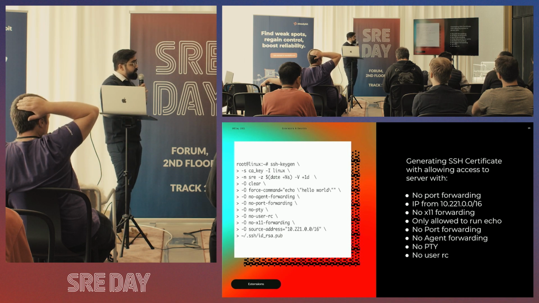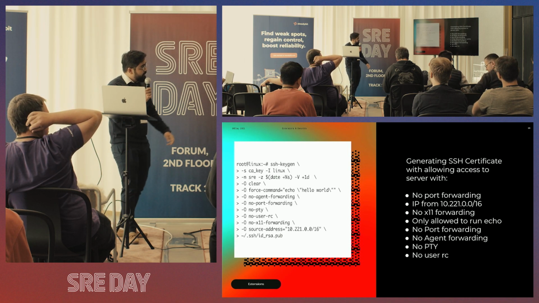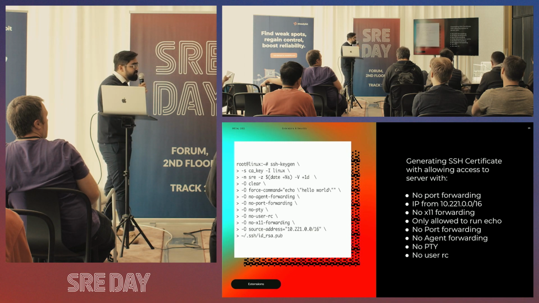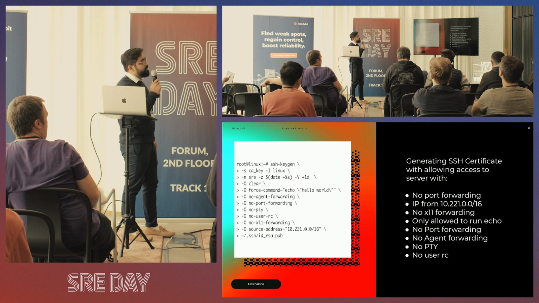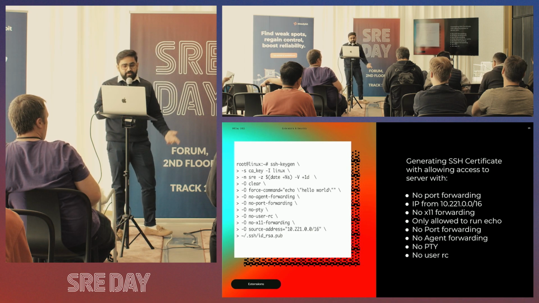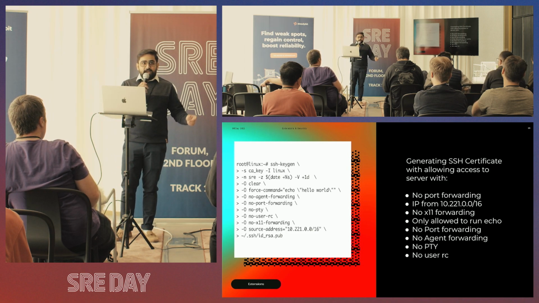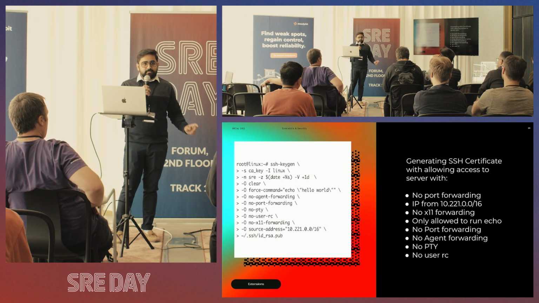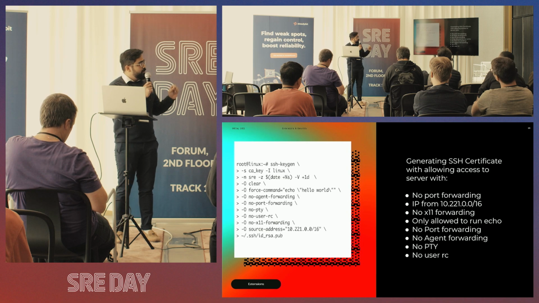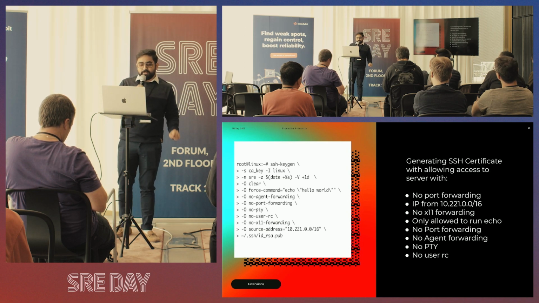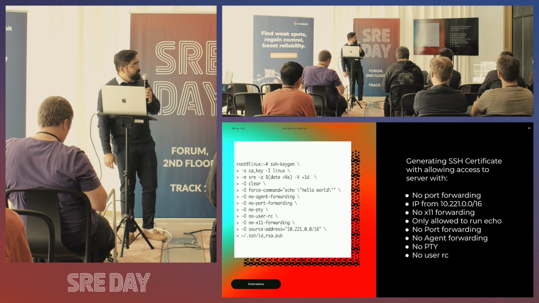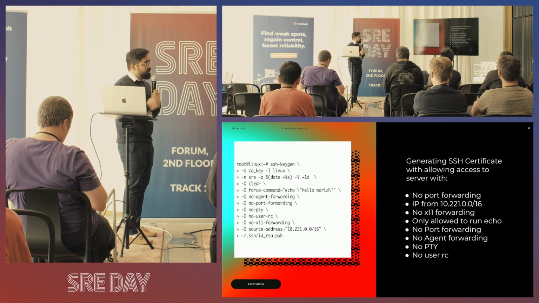Generating a certificate is very simple. I showed you in an example, I'm signing my certificate using a key with the ID Linux, principals is SRE, and the serial number is with the date. And the interesting part is I'm explicitly allowing the certificate to run hello world echo. So if I use this certificate, it will only run this command on the server, with no agent and port forwarding. And also the source address, you can see the certificate is only allowed from this IP CIDR.